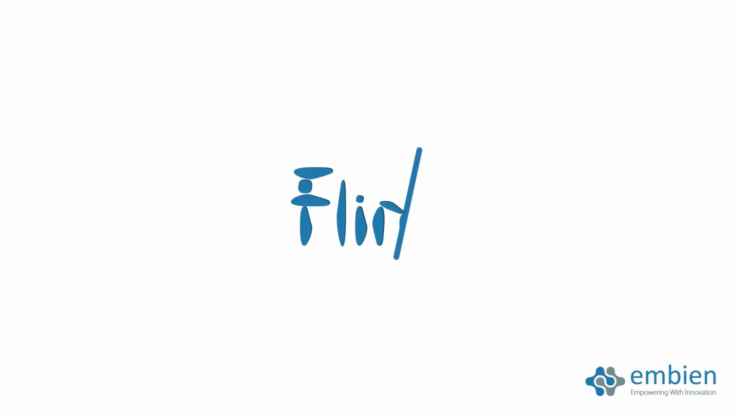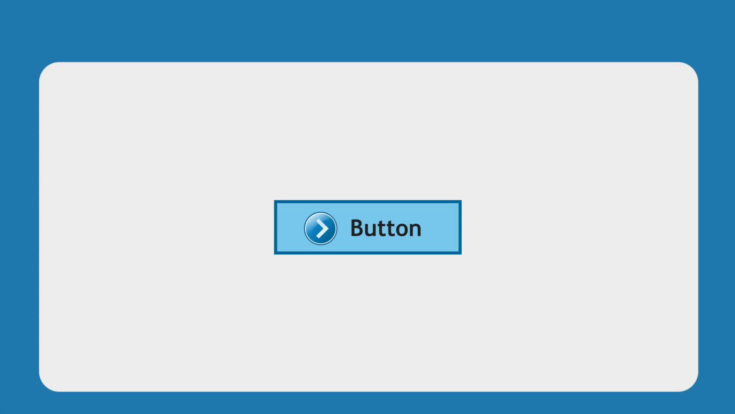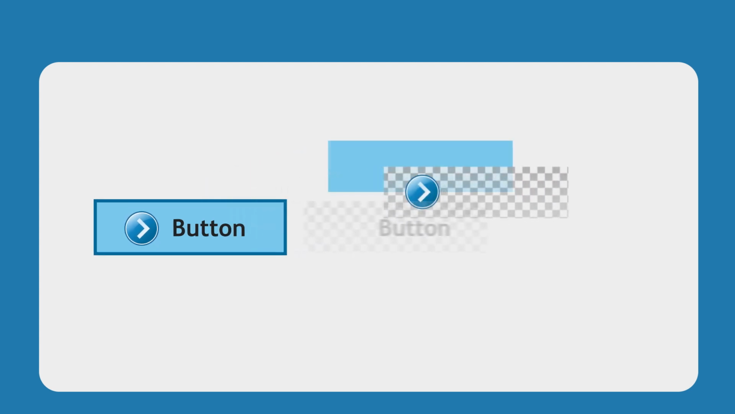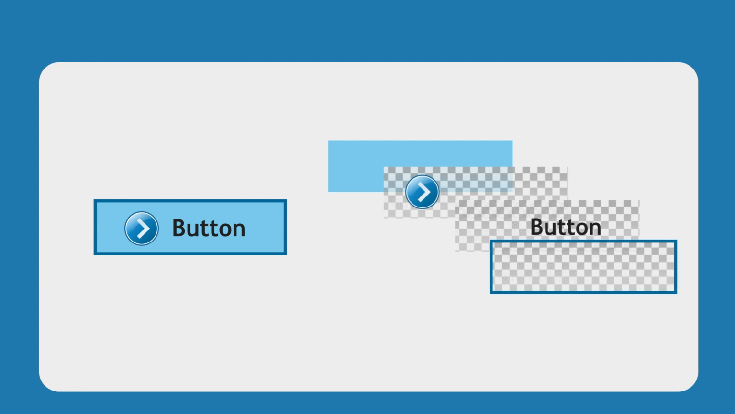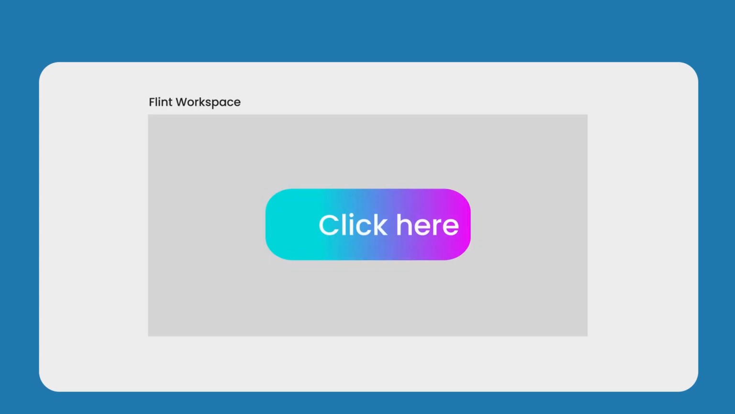In this video, we are going to see how the widget layers work and their types. While each widget offers different functionality, they are all rendered as a set of layers on top of one another. Constituent layers define the appearance of the widget. Flint allows users to customize the widget by adding or editing the layers.